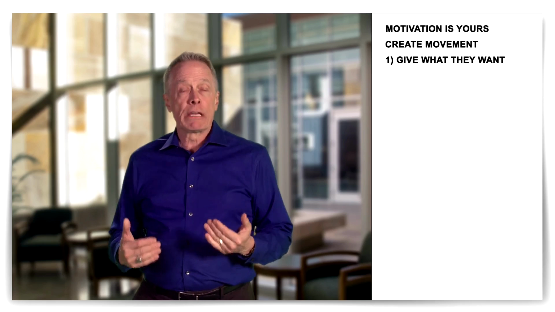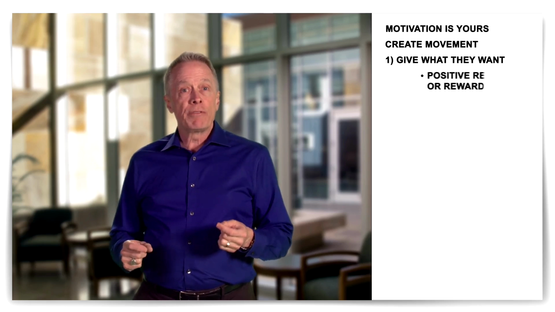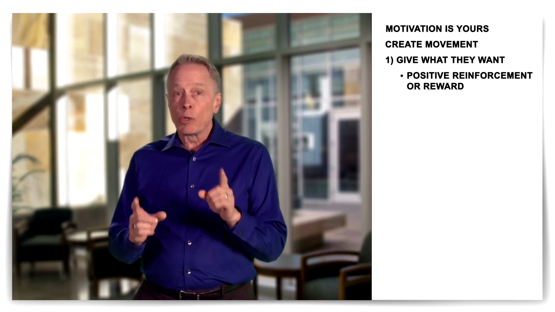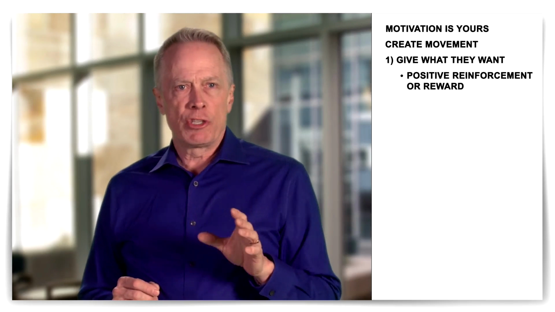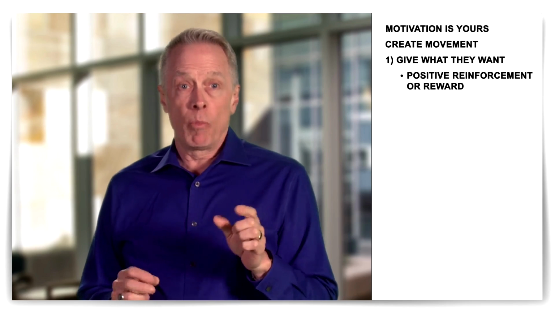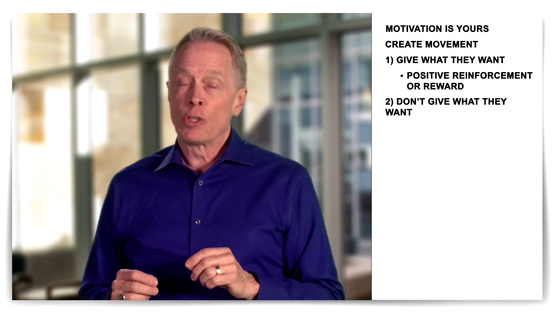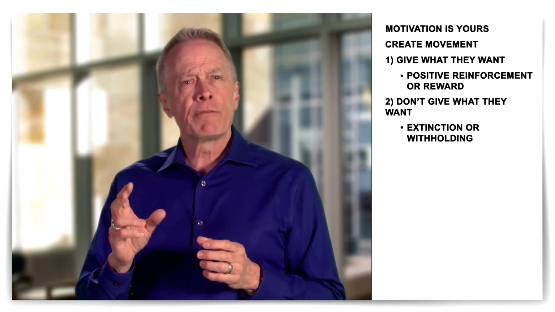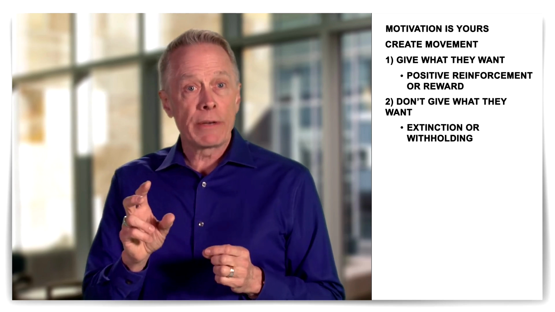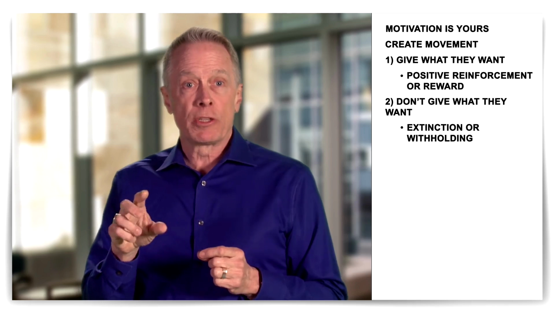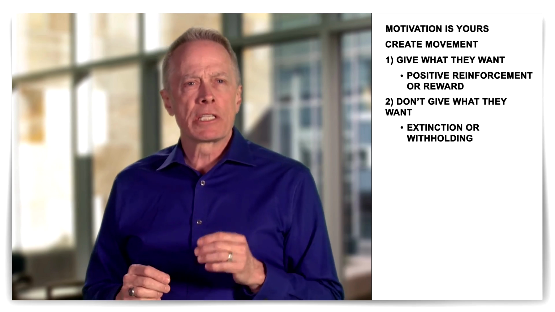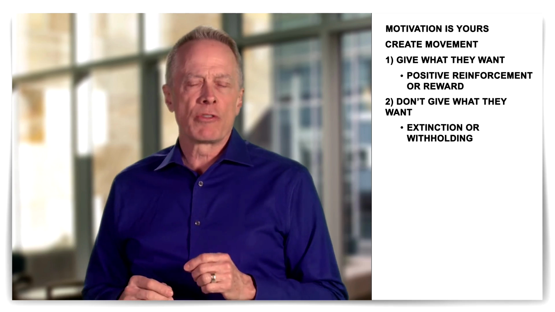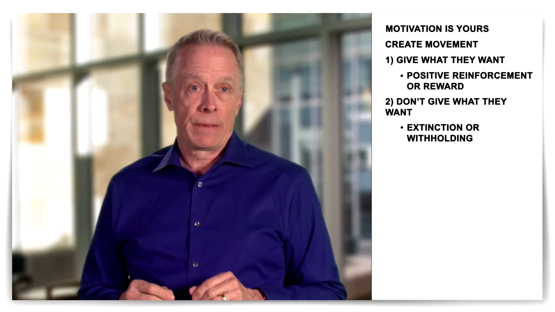That's known as positive reinforcement or reward. This involves giving employees what they want when you see the movement you desire. The second combination involves don't give them what they want, known as extinction or withholding. This involves not providing what they want until you see movement in the right direction. Putting behaviors on extinction often means ignoring or not reacting to another's attempts to get your attention.